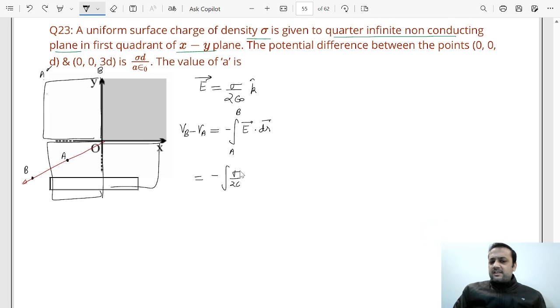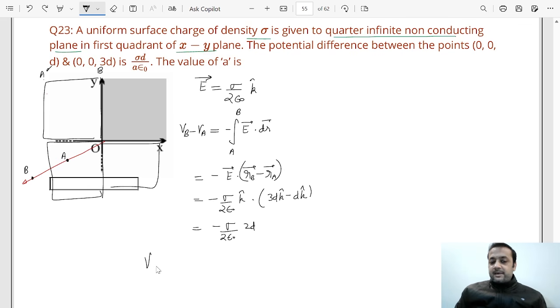Now since the electric field is constant in direction and magnitude, it can come out of the integral sign, and dr when integrated will become r vector. That means this will become the position vector of B minus the position vector of A, right? So effectively this becomes sigma upon 2 epsilon naught k cap dot position of B, which is 3d k cap, minus position of A, which is d k cap. So if you see, this becomes minus sigma upon 2 epsilon naught into 2d. This is what we are getting.